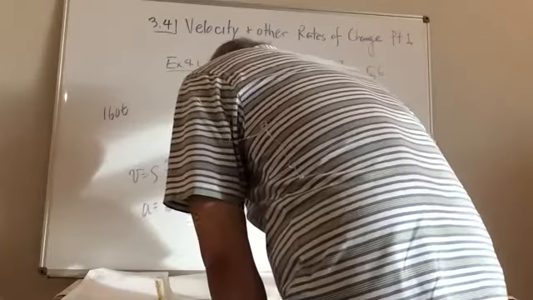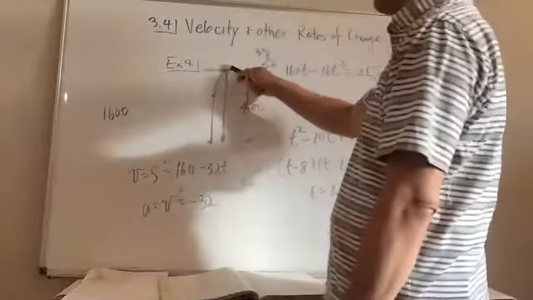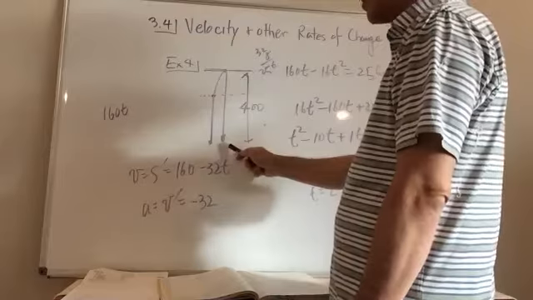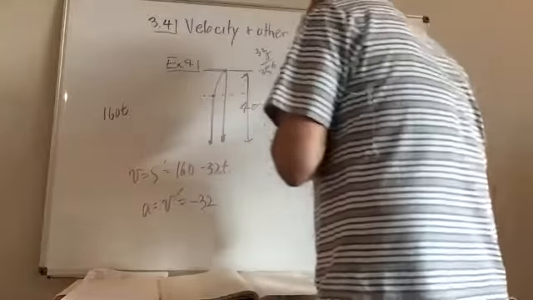D, when does the rock hit the ground? So it takes 5 seconds to go up, 5 seconds to come down, so it'll be 10 seconds. Okay?